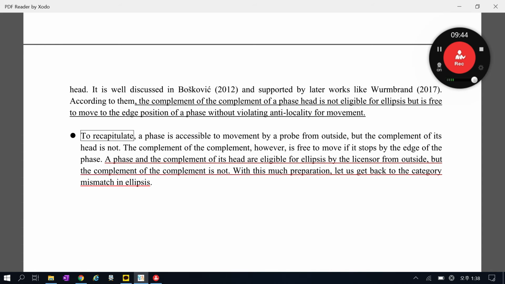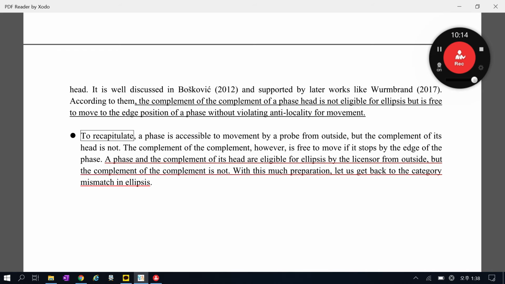To recapitulate, the phase is accessible to movement by a probe from outside, but the complement of its head is not. The complement of the complement, however, is free to move if it stops by at the edge of a phase. And more importantly for us, a phase and the complement of its head are eligible for ellipsis by the licensor from outside, but the complement of the complement is not.